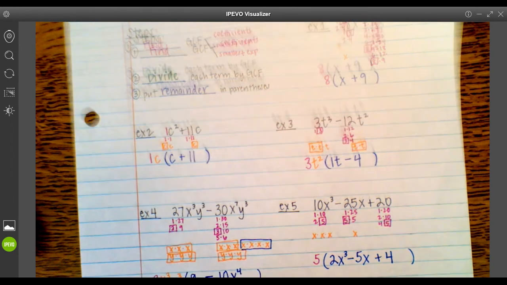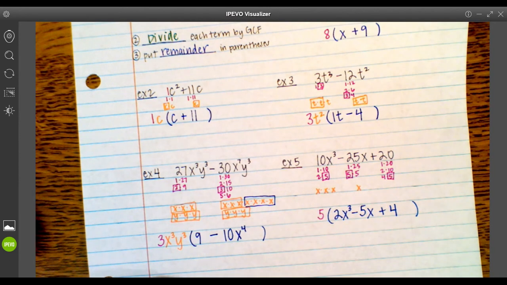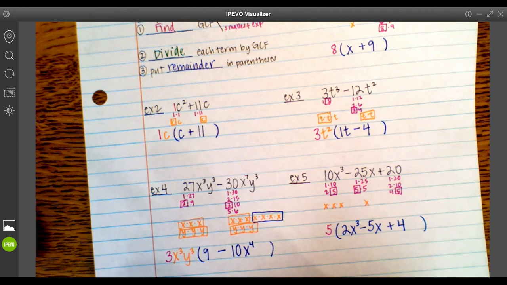So a quick little tidbit. You're going to pull your GCF out front. It may include some variables depending. And then what you have left over is what we call the remainder.